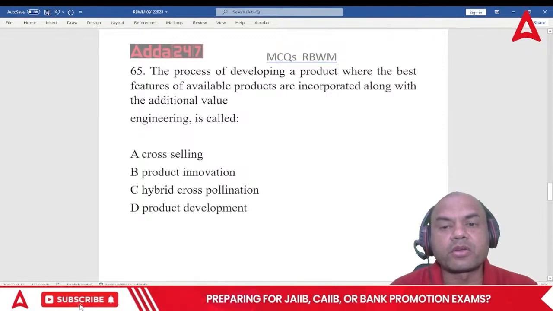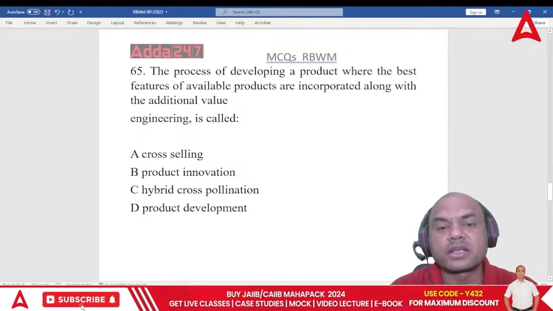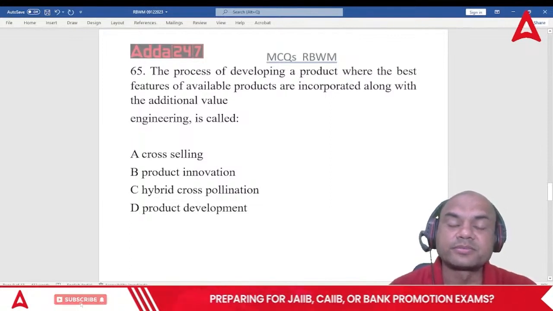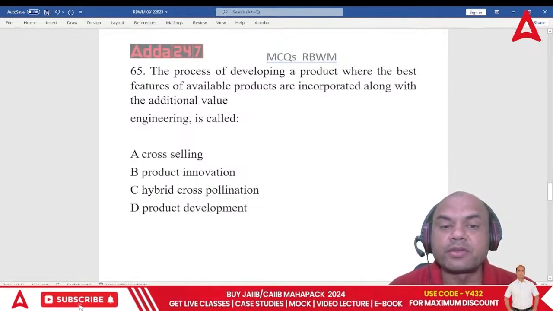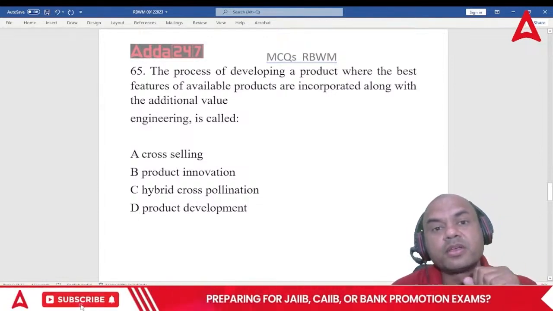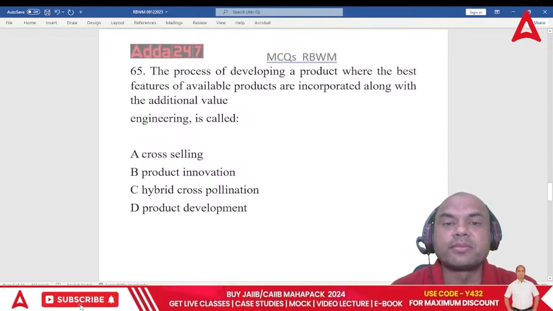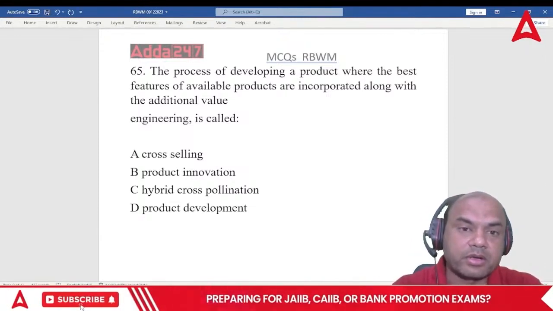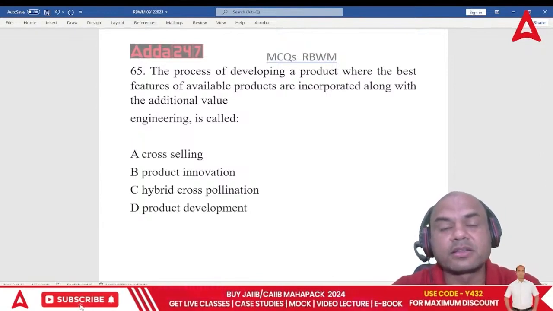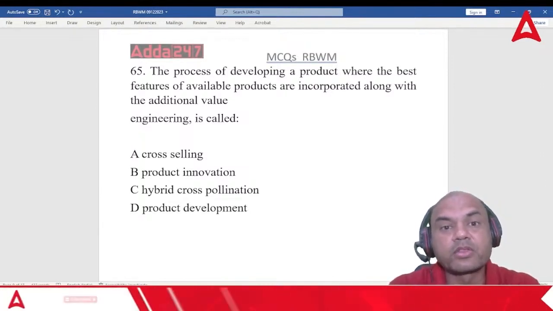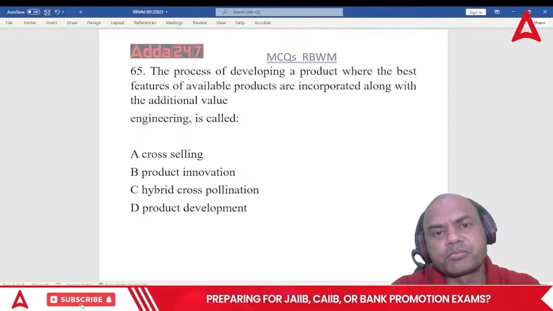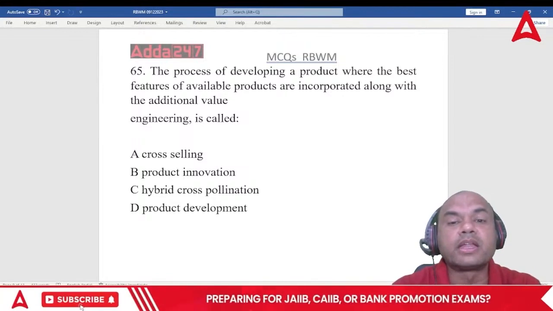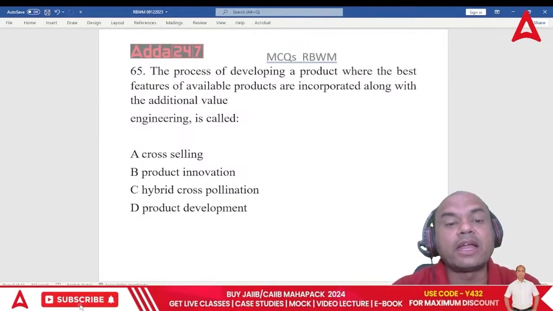The process of developing a product where the best features of the available products are incorporated along with additional value engineering is called as. What do you mean by this? Developing a product where the best features of the available product, whatever is the existing feature, existing product. Let's say tomorrow I am in some XYZ bank, and I see that SBI has developed a very good product, or PNB has developed a very good product, which is gaining huge traction or huge attention. So what will I do? I just copy the full product from them, and add some additional features which they are not giving. So getting the best features from this existing product and adding the value.